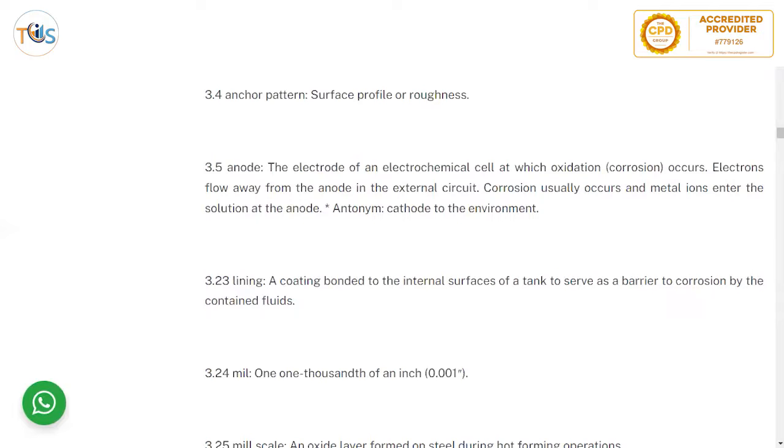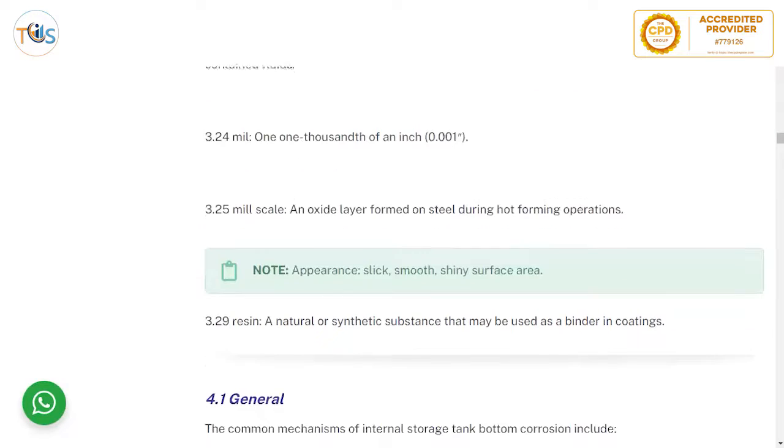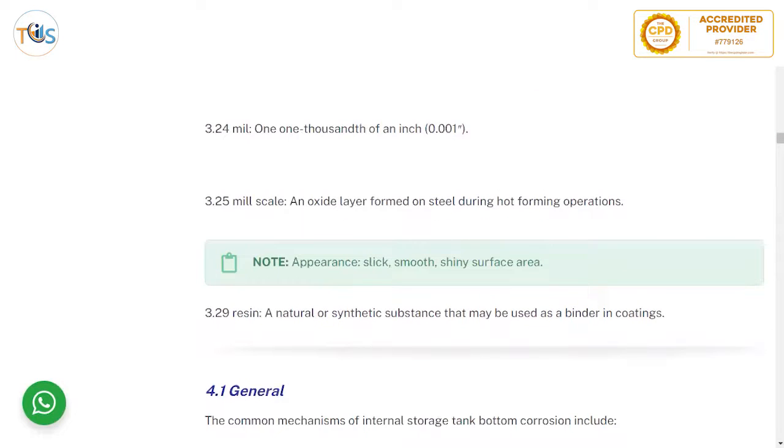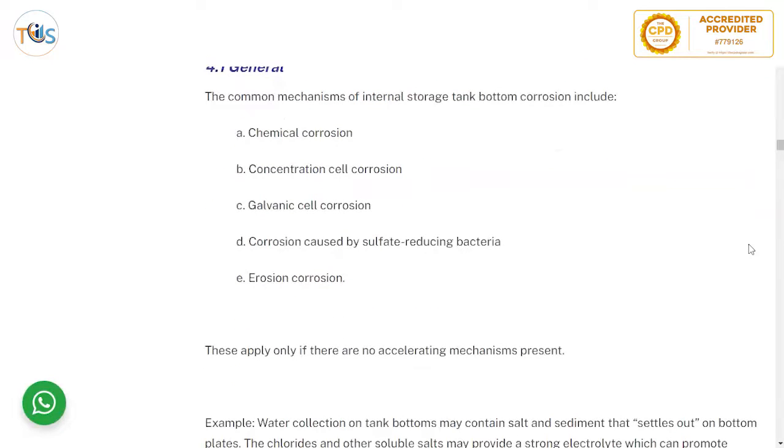Corrosion usually occurs and metal ions enter the solution at the anode. This is the antonym of cathode. Lining: a coating bonded to the internal surface of a tank to serve as a barrier to corrosion by a contained fluid. Mil: 1,000th of an inch, 0.001 inch. Millscale: an oxide layer formed on steel during hot forming operation. The appearance is a sleek, smooth, shiny surface. Resin: a natural or synthetic substance that may be used as a binder in coatings. So resin is a binder.